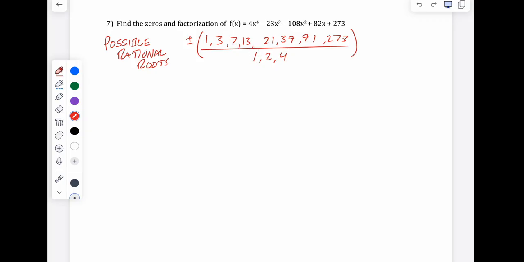But 15 over 17, that's impossible to have as a root. These are the only possibilities in this list. And there's a lot of them. Now, if I didn't have a calculator, I would have to do these one at a time and do synthetic division until I get one that works. Okay, but we're going to be able to graph on this one.